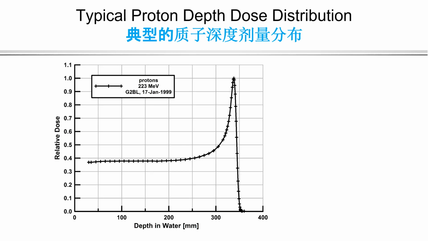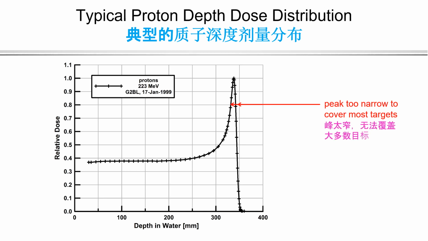This slide shows the distribution of dose with depth for a typical monoenergetic proton beam entering a water phantom. Only a small part of the phantom receives a high dose. This part of the distribution is called the peak. Most targets within a patient, such as a tumor, have a dimension in the depth direction much larger than the width of the peak. Obviously, a single energy ion beam cannot adequately treat most tumors without delivering a large dose to surrounding normal tissue.